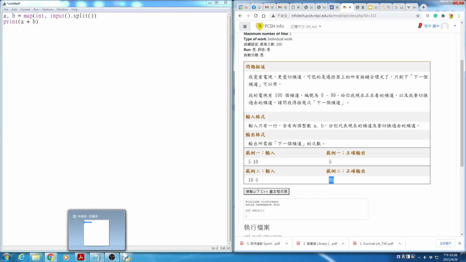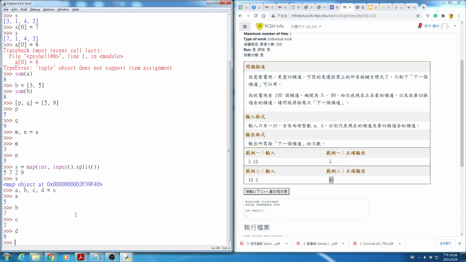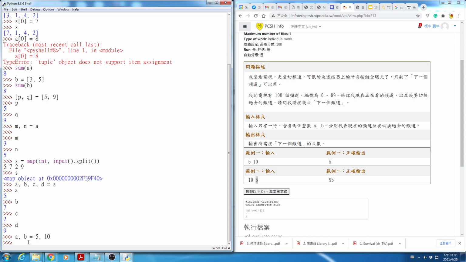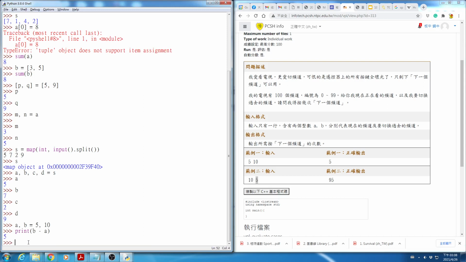Let me show you the answer, all right? If A and B are 5 and 10, and you simply compute B minus A, that will give you 5, right? Any question?